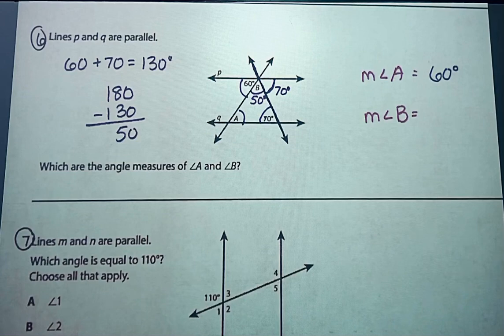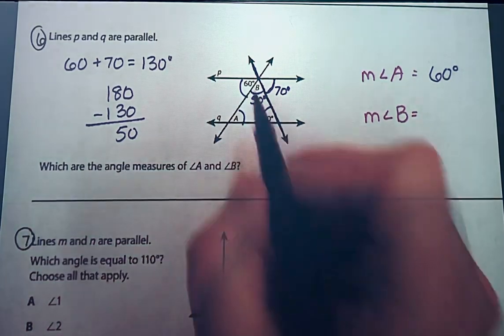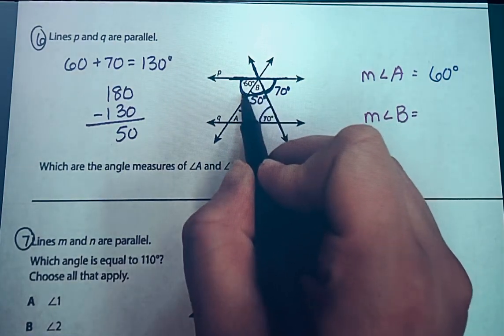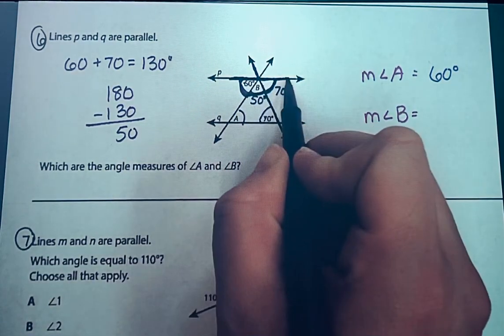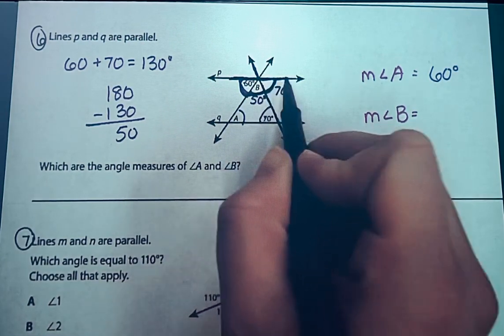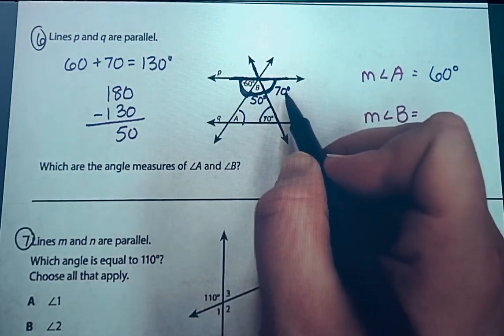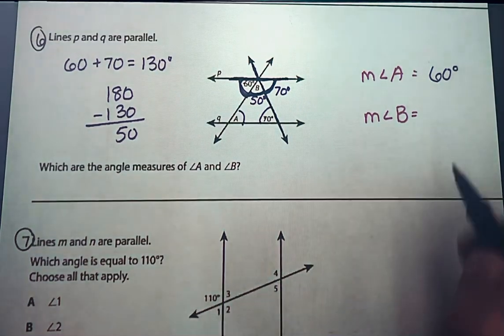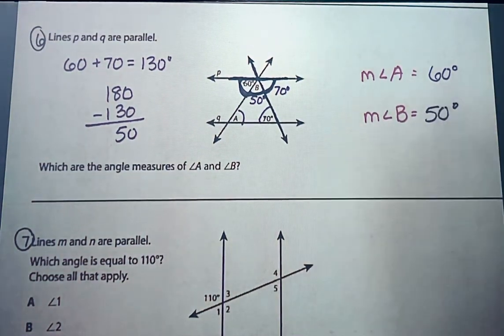60 plus 50 plus 70. That makes a straight line right here. Everybody see that? Makes a straight line. 1, 2, 3 angles that make a straight line. So 60 plus 50 plus 70 should be 180. Well, what is 60 plus 50? 60 plus 50 is 110. 110 plus the last angle of 70 does give us 180. So angle B is 50 degrees.